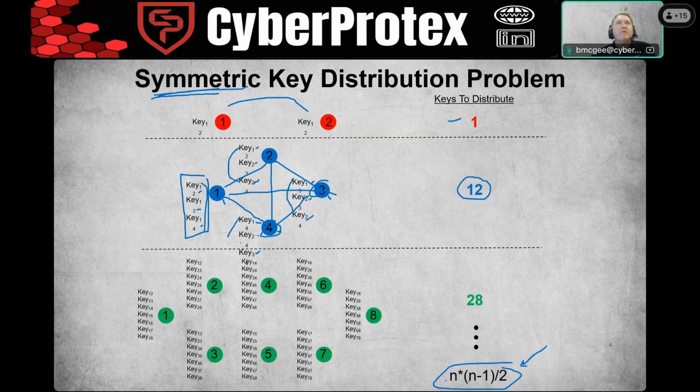This is getting kind of messy, I know. 3 times 4 would give us 12. And so if we say there's 4 users, just to do this math, 4 times 3 is 12, divided by 2. We would need 6 overall. Well, how does that work right there, right?